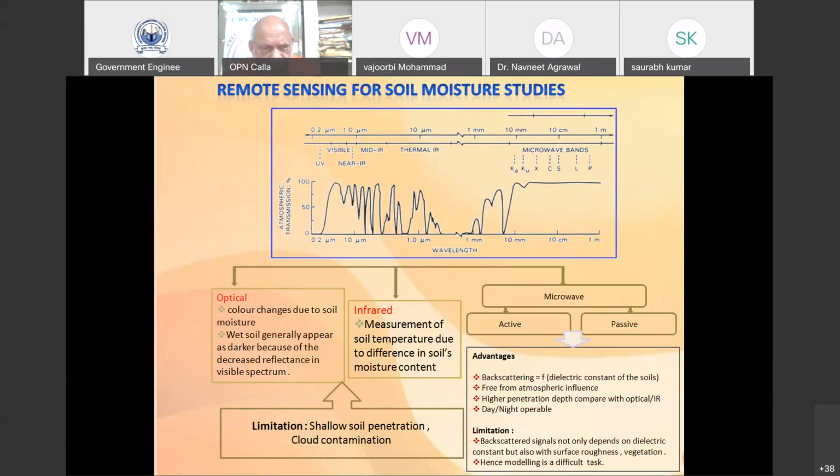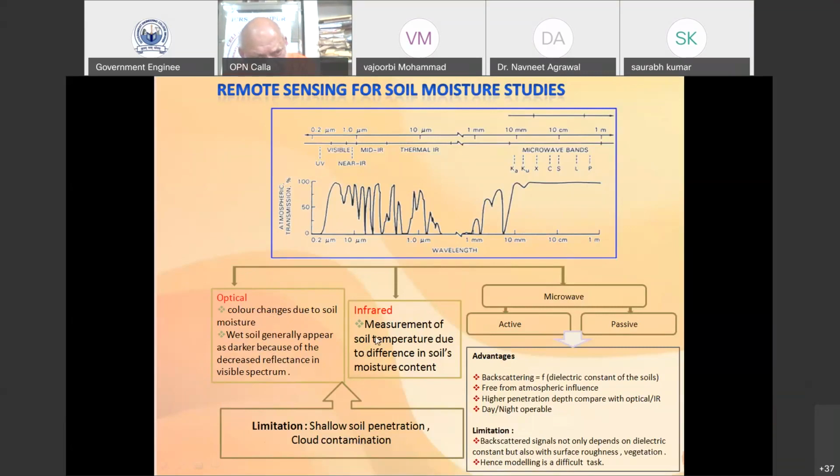Here we are showing the slide where there is a microwave window in this one, and then you see here optical. The color changes due to soil moisture, and all optical sensors use this information. The limitations are shallow soil penetration and cloud contribution. If cloud is there, you will not get the soil moisture of this soil.